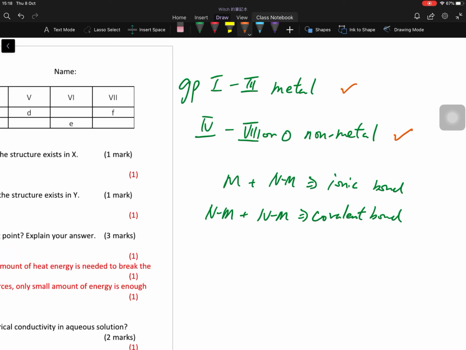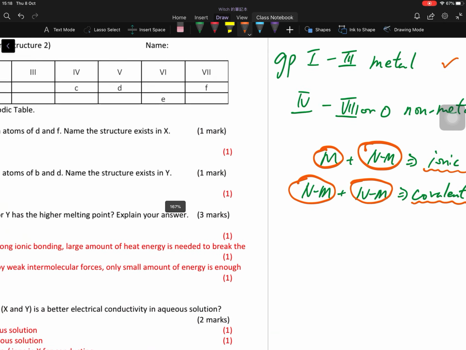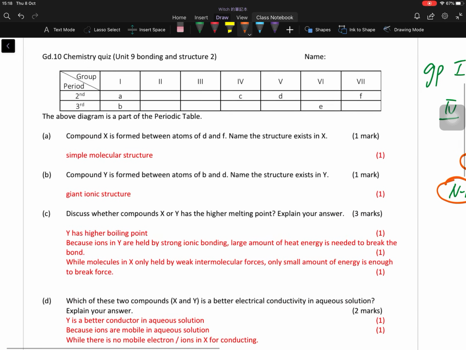The second one I want to recall is, in case a metal reacts with a non-metal, an ionic bond forms, while when a non-metal reacts with a non-metal, a covalent bond will be formed. All this belongs to the grade 9 IS section, so if you forget it, please contact me. Okay, now back to our quiz.